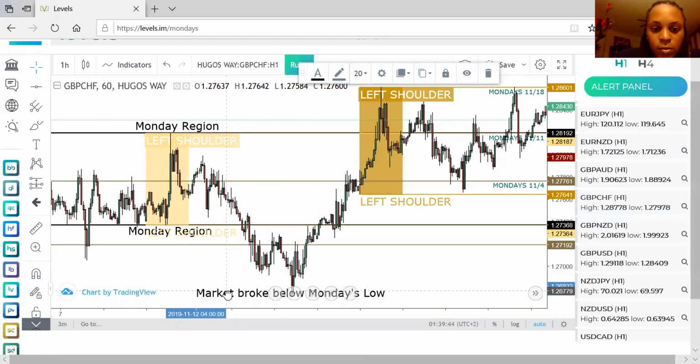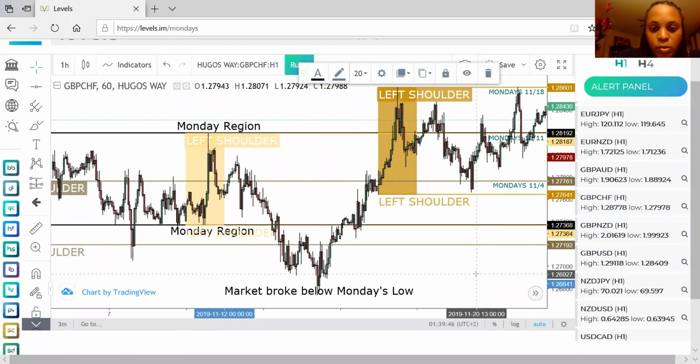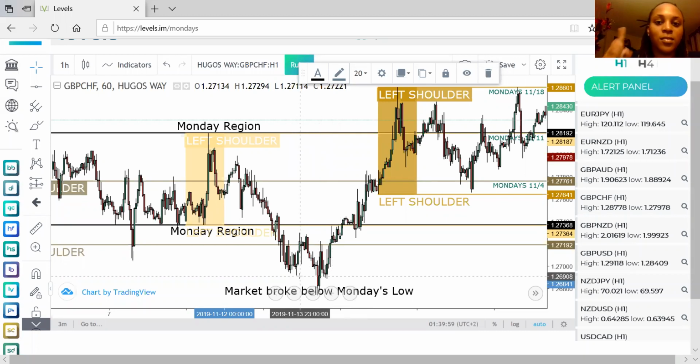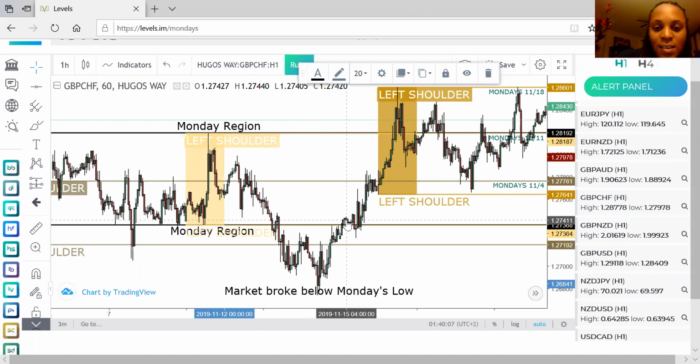Yeah. So right here, I'm just gonna rest that there. So market broke below Monday's low, which you can see here, right? And then this would be the head forming now, right? Inverted head. Remember, we're dealing with two patterns, head and shoulders and inverted head and shoulders, yeah? So market broke down below, came back inside of Monday's region.